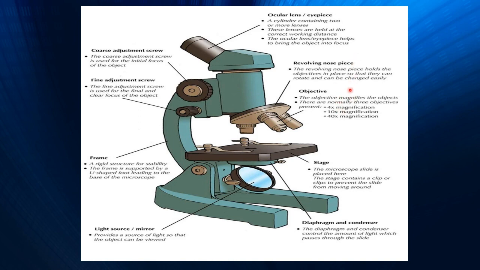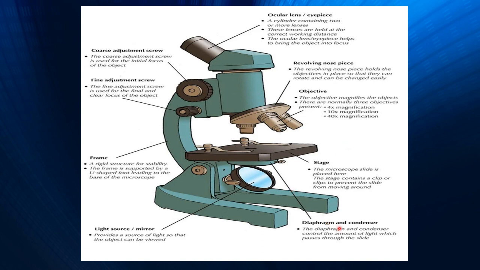Here comes the objective lens. The objective lens plays a main role in magnifying the object. There are three objective lenses present, which are 4x, 10x and 40x. Now 100x is also present. The stage holds the specimen, so the microscopic slide is placed on the stage, and the stage contains two clips which prevent the slide from moving around.